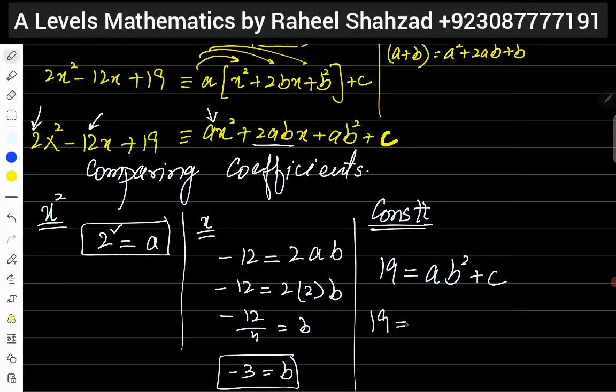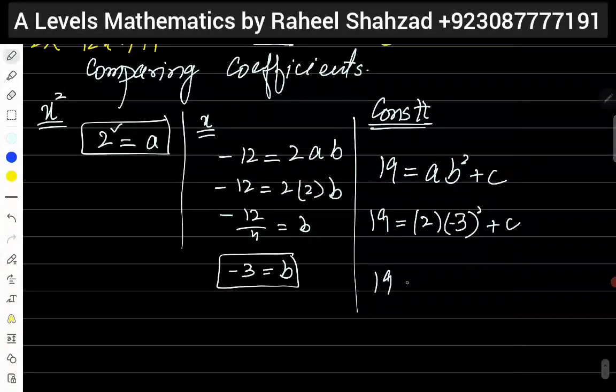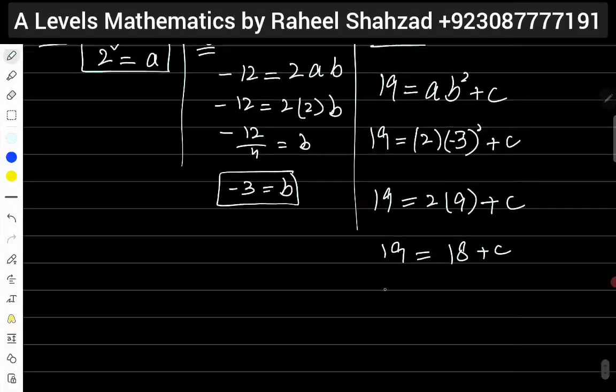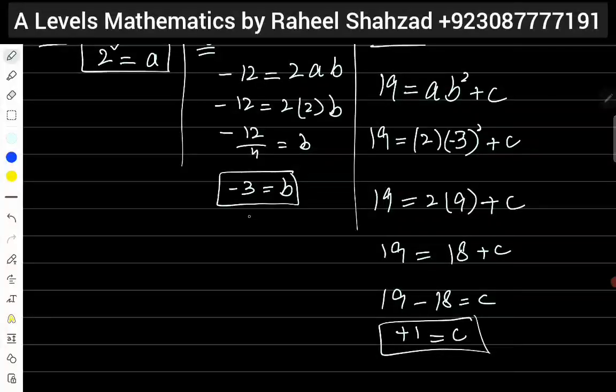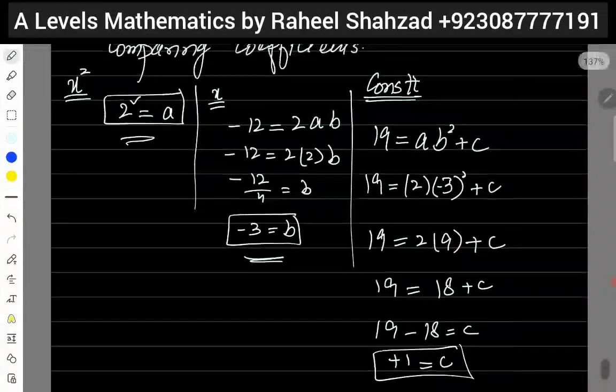So 19 is equal to 2 into minus 3 square plus c. So this is 19 is equal to 2 into 9 plus c. So 19 is equal to 18 plus c. So 19 minus 18 is equal to c, which is 1. So value of c is 1, value of b is minus 3, and value of a is 2.